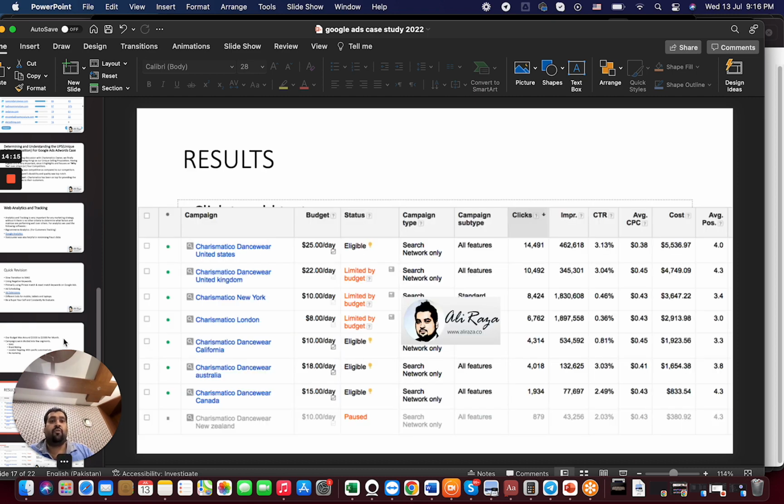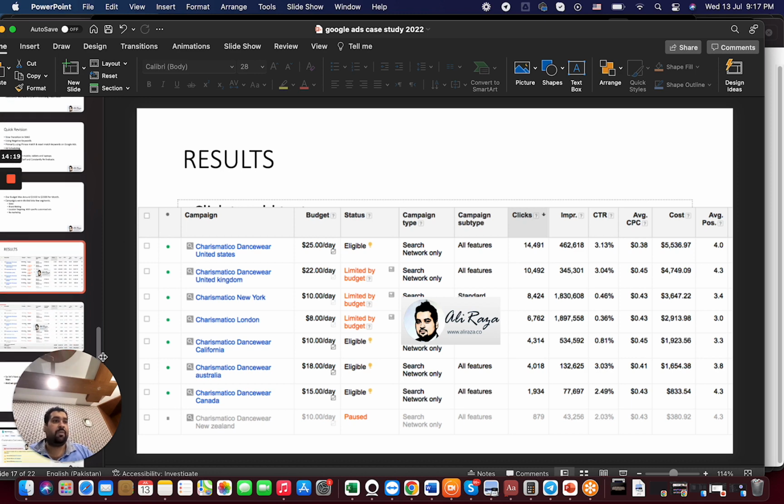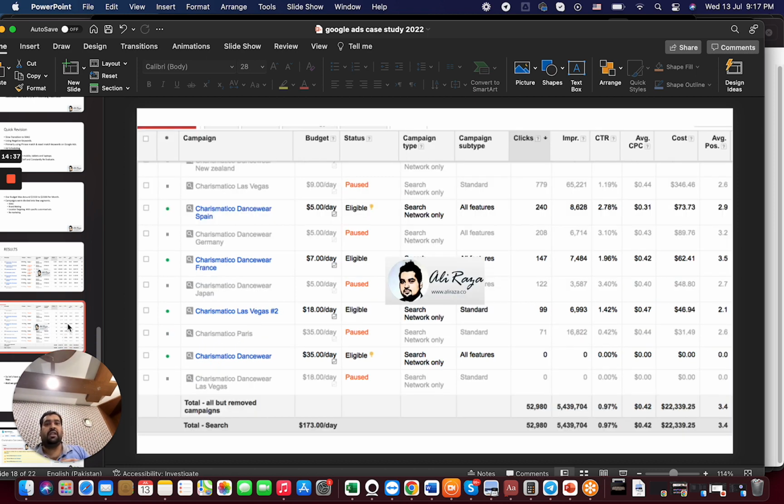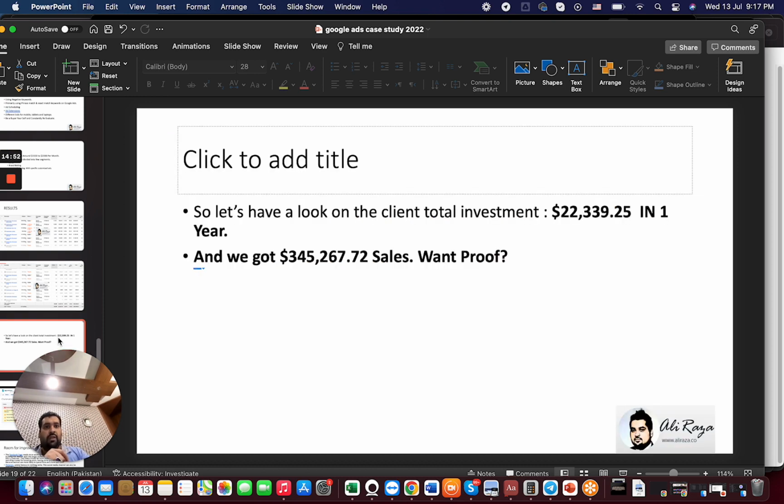So the question is results. Before the results, let's see the spends. This was the campaign spend, and you can see it was divided into different countries, and then we had different ad groups for different keywords, brand bidding, and SKAG. You can see the total spend is around $22,339 in a year. And the results: we got $345,267 in sales. So it's around 15 times what we spent.